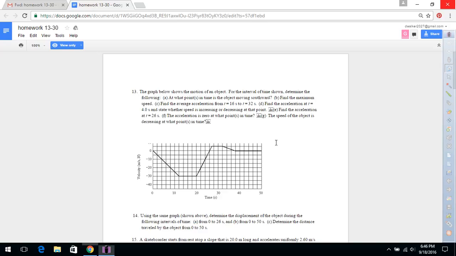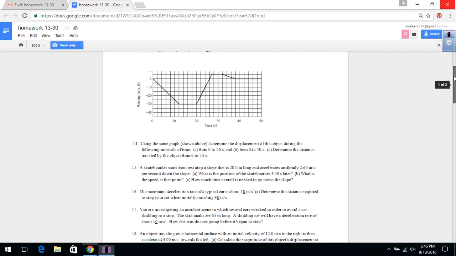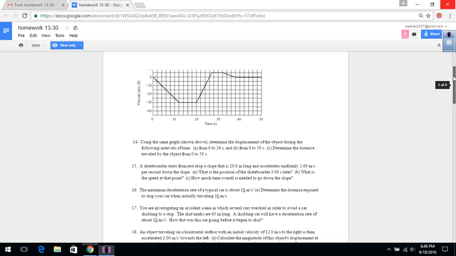The speed of the object is decreasing at what points in time? Okay, so remember it's a speed, not a vector quantity, but a speed. So find out when that magnitude is getting smaller and smaller, and that would be the speed. And that should take you through there. Now, number 14 says that you need to find the displacements. So again, it's the area under the curve because it's a velocity versus time graph, so find your areas under the curve. And then it wants to know, determine the distance traveled by the object from 0 to 50 seconds. So get all your areas under the curve. Don't pay attention to positive or negative since you only want the distance, and add them up. Okay?